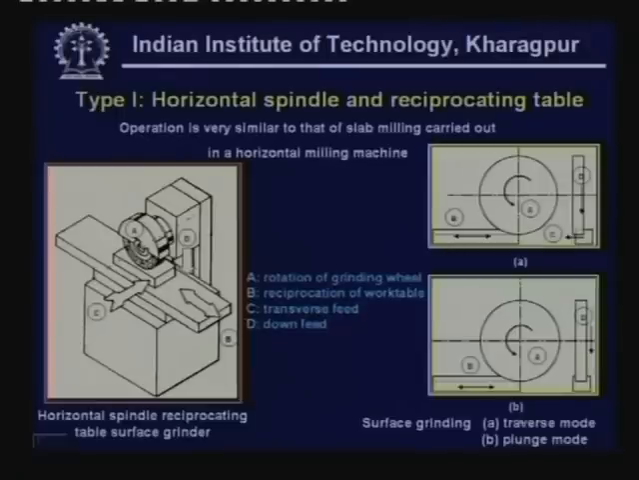Now, there is another mode of grinding which is known as plunge mode grinding. In plunge mode grinding, we do not provide the transverse feed. The whole grinding action is restricted to the full width of the wheel, that is a shallow groove grinding, or in another option, the width of the wheel can be more than the width of the workpiece. So, in that case, this grinding can be done over the entire workpiece.